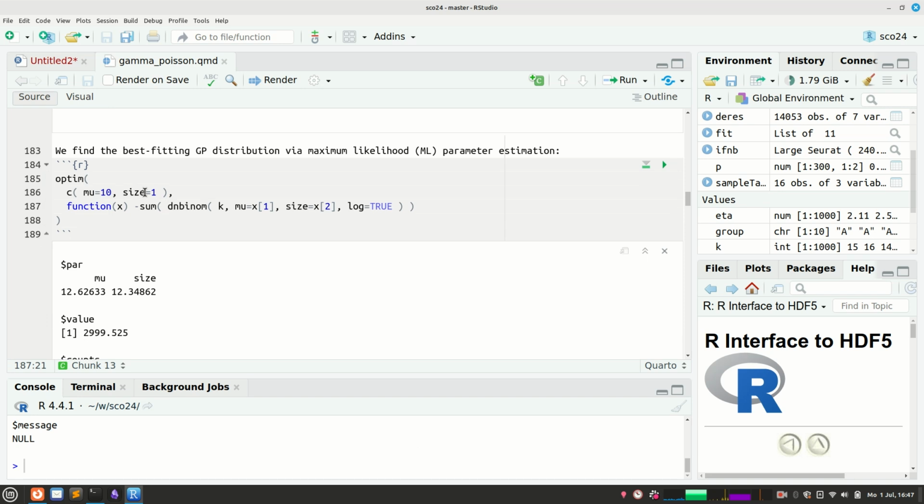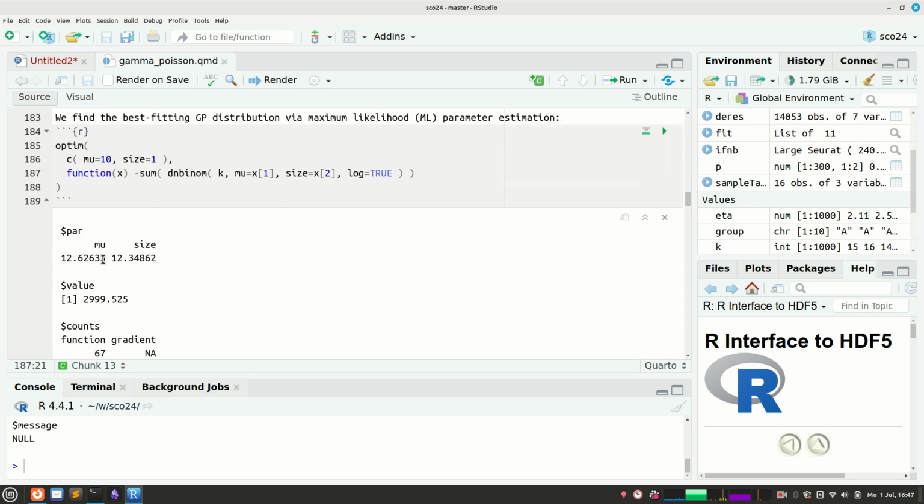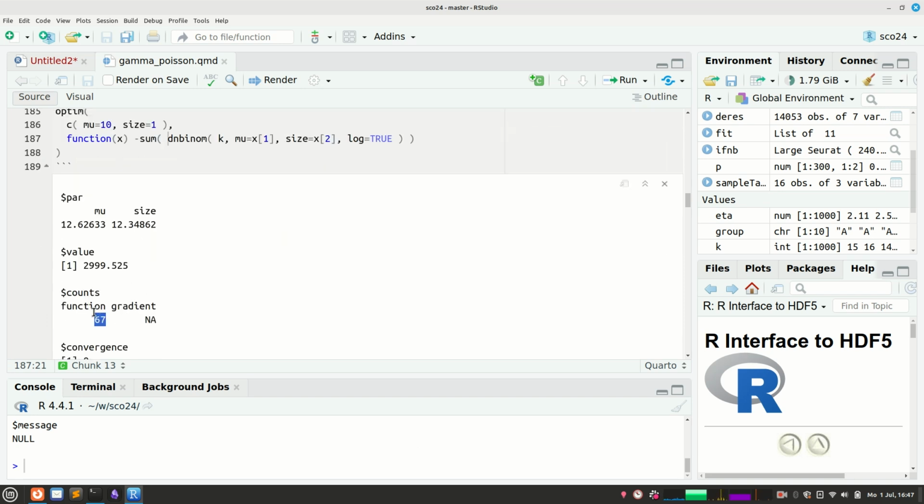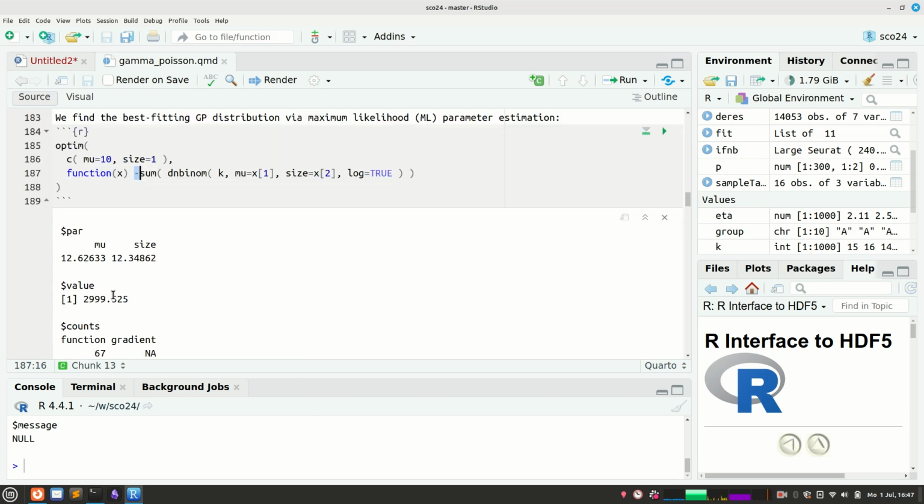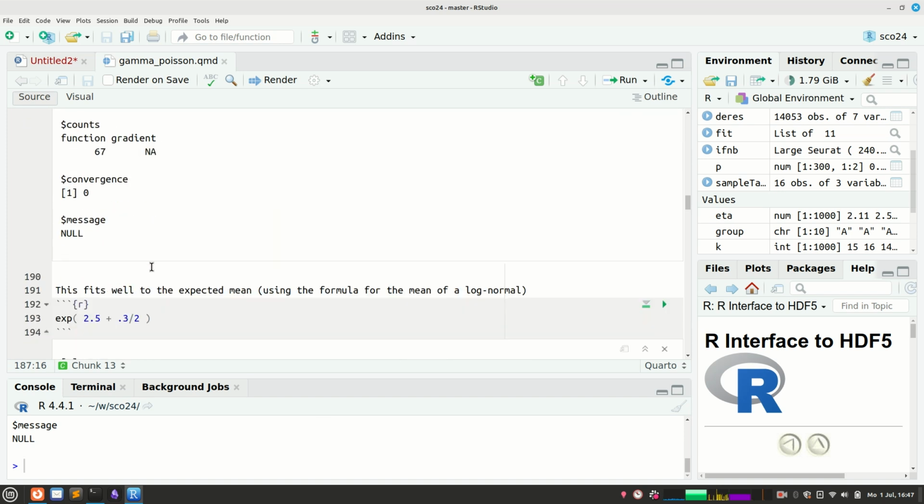I say mu is 10 and size is 0.1, and then you see that after 67 function evaluations using some Newton-Raphson type optimization, it has found the optimal value for this likelihood sum. It was looking for a minimum, but I want a maximum. That's why there's a minus here. And it told me this maximum has a mu of 12.6 and a size of 12.35.